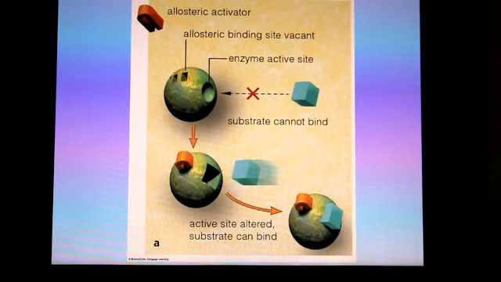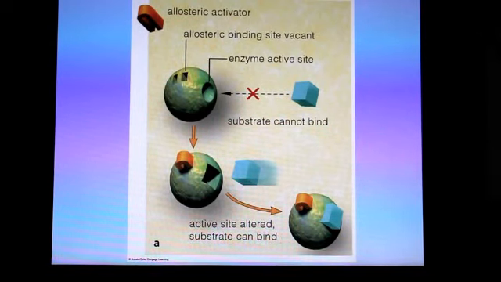This green thing that looks like a bowling ball is an enzyme. Right now, the enzyme's active site is this circular hole. The substrate that the enzyme's supposed to bind to is this square box. Obviously, the substrate can't bind right now, so the enzyme's turned off. This enzyme has an allosteric binding site. When the allosteric activator, which is another molecule, binds to the allosteric site, the enzyme gets switched on.